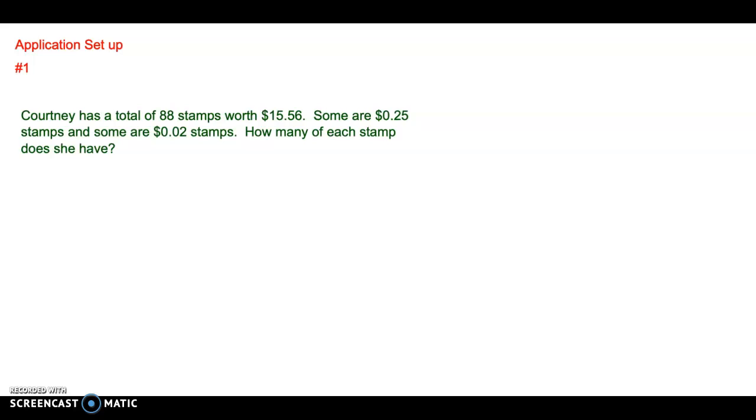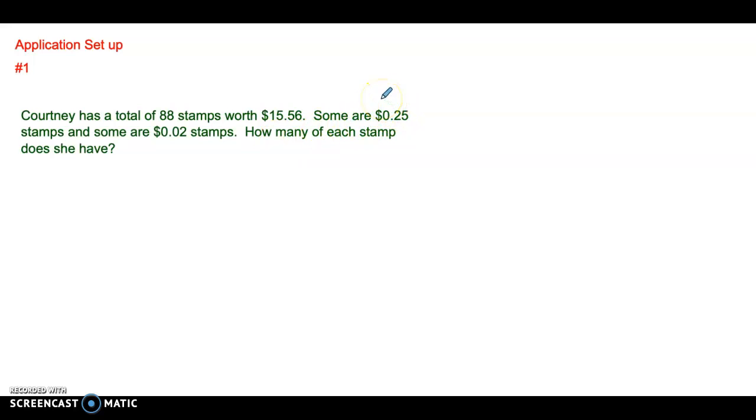Okay, so I want to talk about the setup for this. These are the applications, basically story problems. When you start to think about how to solve these things, the question tells you what you need to do. So you've got this Courtney person who collects stamps. She has 88 of them. They're worth $15.56. Some are 25-cent stamps. Some are 2-cent stamps. I should have mentioned all this stuff was in your notes. These are just examples pulled from your notes. But the question is, how many of each stamp does she have?